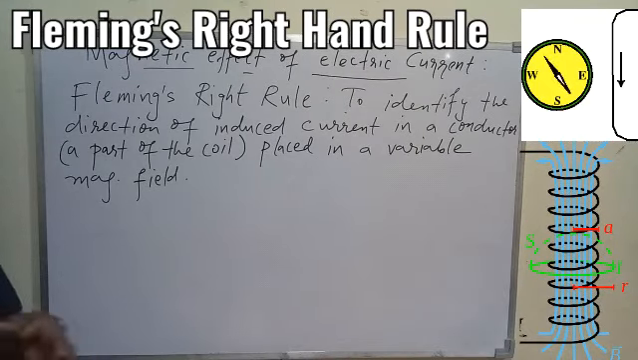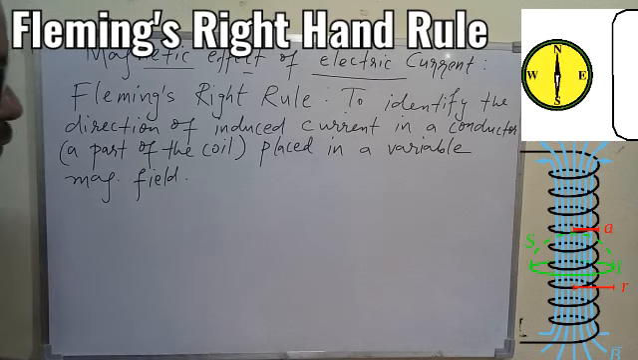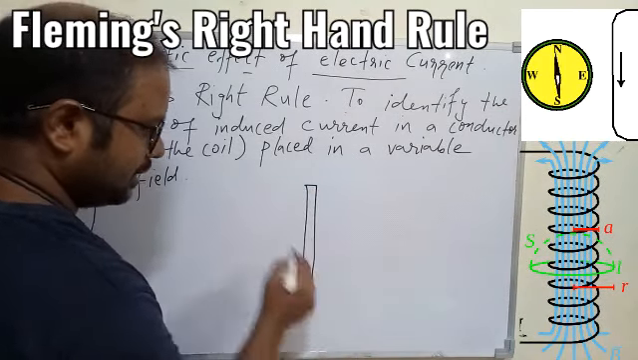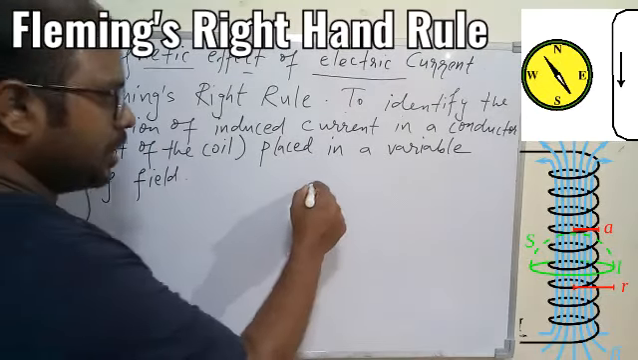We should be able to differentiate the Fleming's left hand rule and the right hand rule. Left hand rule was to identify the direction of force given to the conductor, and right hand rule is to identify the direction of induced current. Very first you should know we are going to talk about the induced current in a straight conductor which is a part of the coil.